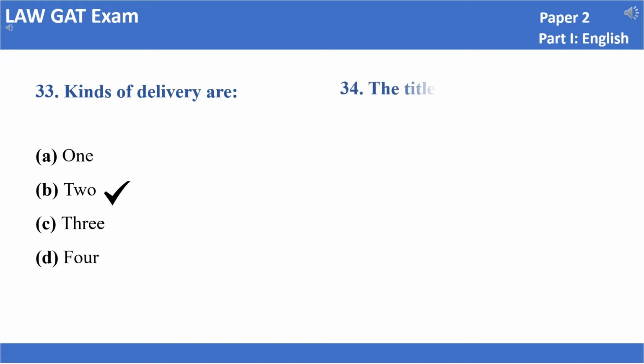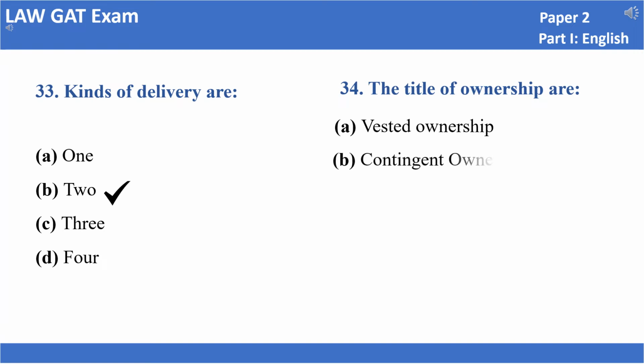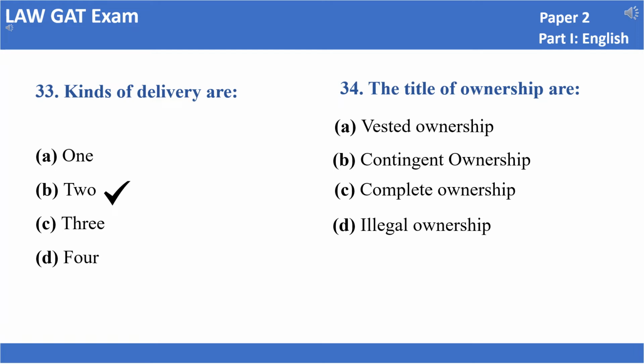The title of ownership are option A, vested ownership, option B, contingent ownership, option C, complete ownership, option D, illegal ownership. The correct answer is option A, vested ownership.